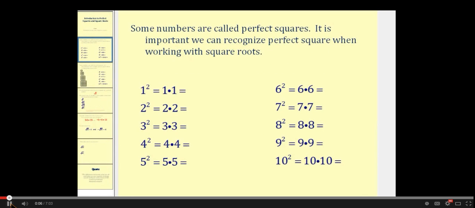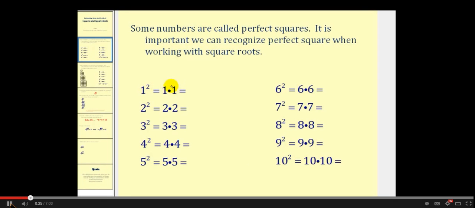In order to better understand square roots, we need to spend a little bit of time talking about special numbers called perfect squares. Perfect squares are the numbers that we obtain when we square an integer. So here we see the integers from 1 through 10, and if we square them, we get perfect squares.